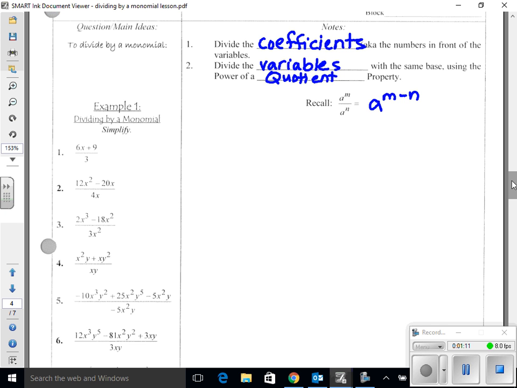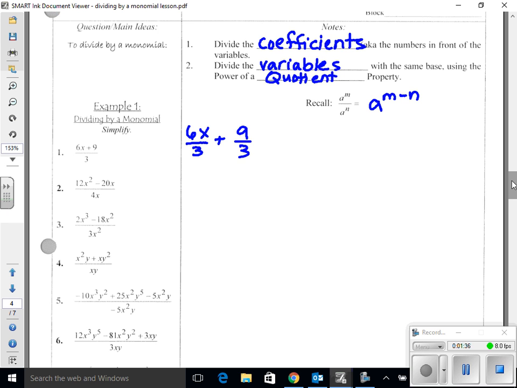With division, the main thing you want to understand is that whatever monomial is on the bottom has to apply to every term up top. So if you have an expression on top that has two terms, your final answer will have two terms, because each one of those has to be divided. So for number one, when we break it down, we have 6x divided by 3 plus 9 divided by 3. And that's what you're mentally thinking.